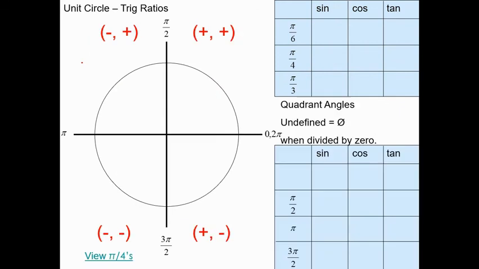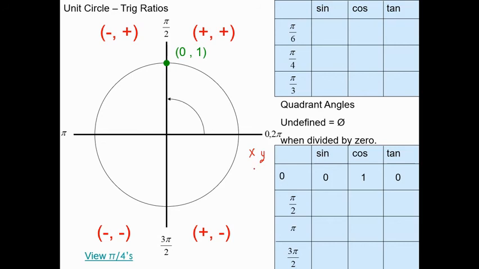All right, so here we come, and we're going to take a look at what happens when we are at 0 or 2 pi, pi over 2, pi, and 3 pi over 2. Notice that again, here's your x and here's your y. And remember that the tangent is always the sine over the cosine. So in this case, for the first one, your tangent is 0, because it's 0 divided by 1.